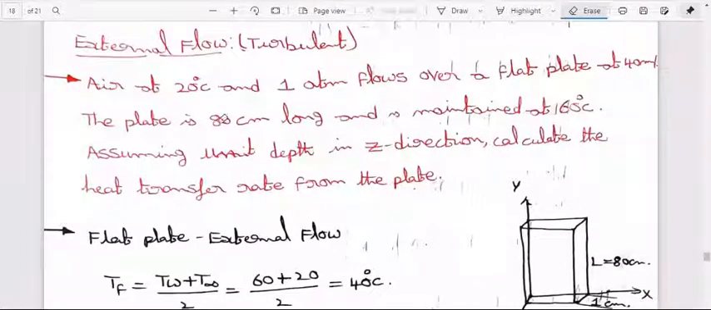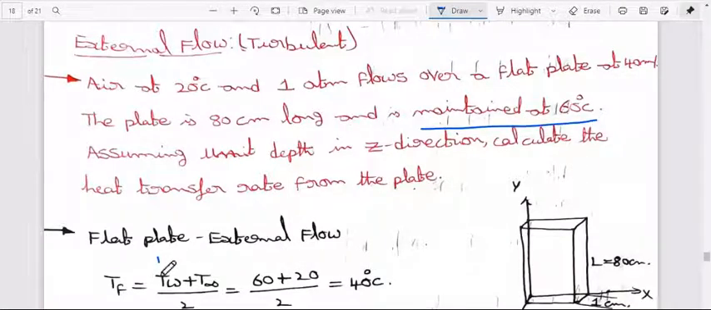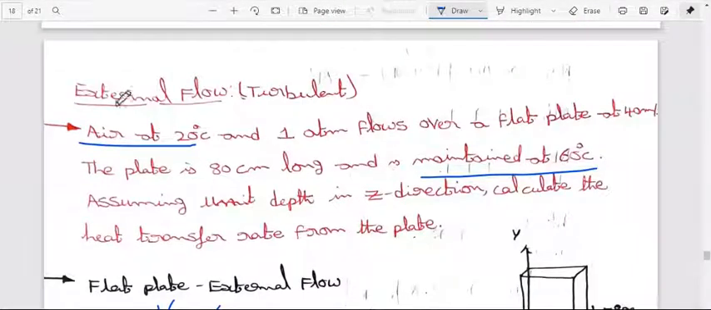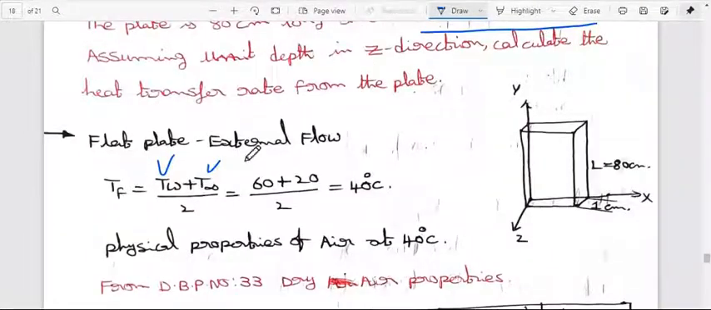So here, let's look at the given temperatures. The plate is 80 centimeters long and is maintained at 60 degrees. The wall temperature is 60 degrees and the air temperature is 20 degrees. So this is the external flow condition. Because the flat plate is at 40 meters per second, the uniform velocity is maintained. That's why I'm considering the external flow formula.